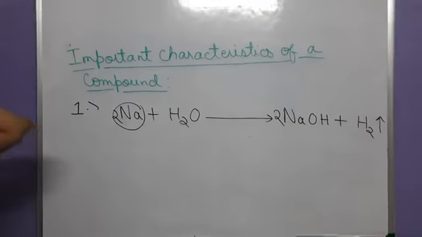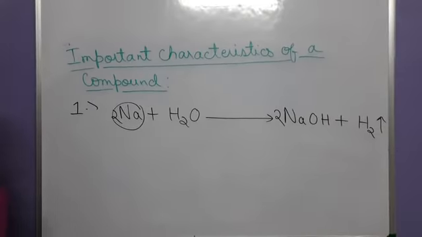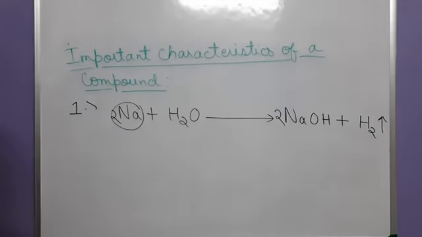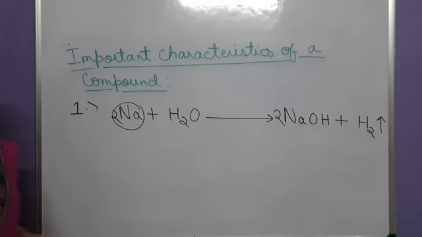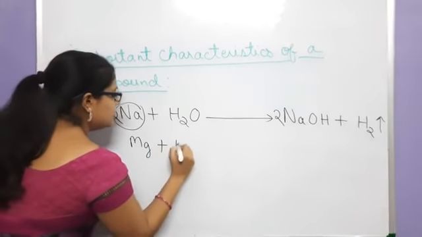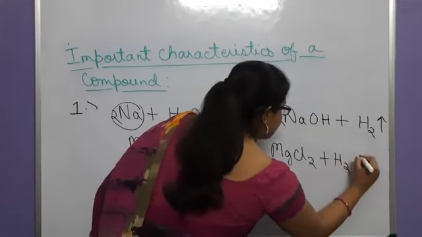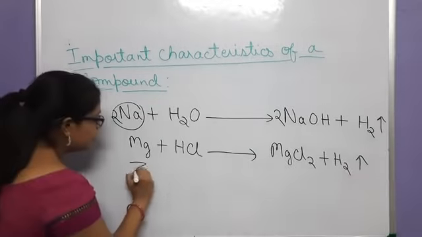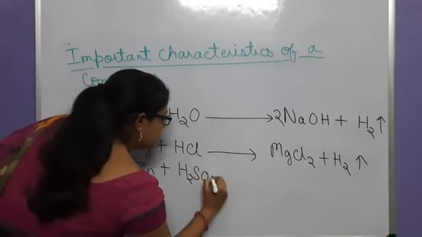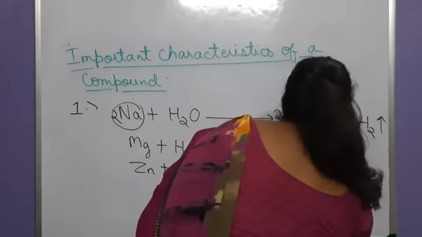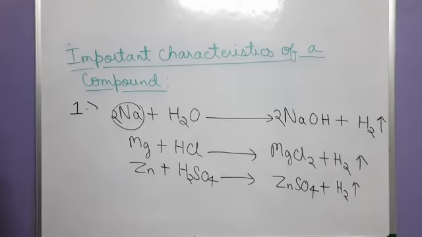Okay, so there are other metals also. When metals such as magnesium, iron and zinc react with acids such as hydrochloric acid and sulfuric acid, then also hydrogen gas evolves. So this is the reaction. When magnesium reacts with HCl, what forms? Magnesium chloride and hydrogen gas. Then zinc, when it reacts with sulfuric acid, what do we get? Zinc sulfate and hydrogen gas.